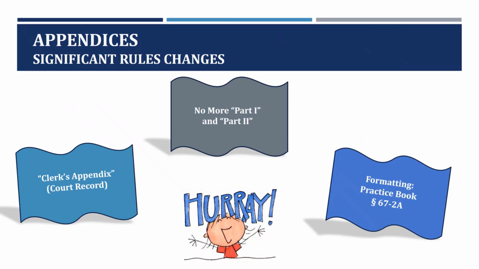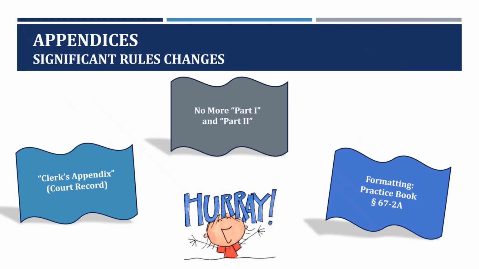There is no more Part 1 and Part 2, but the parties now have the party appendix. So if something's not included in the Clerk Appendix, the parties can still add things to their brief and appendix, but it should not be duplicative of what is in the Clerk Appendix. And then there are formatting requirements for this that are in Practice Book Section 67-2A.